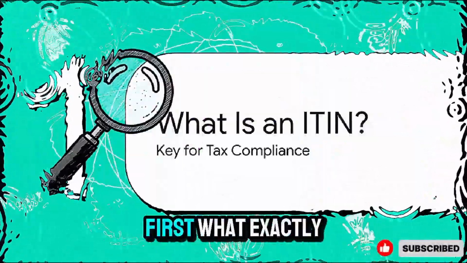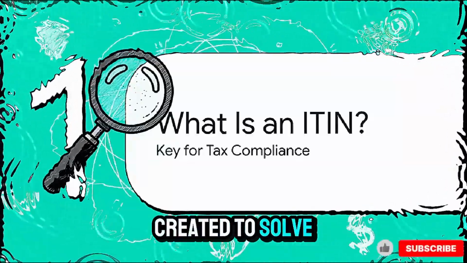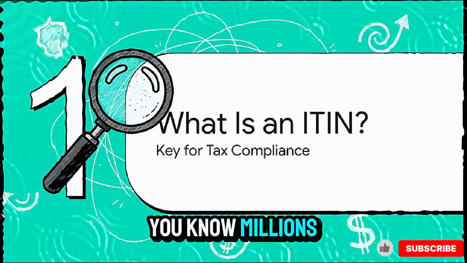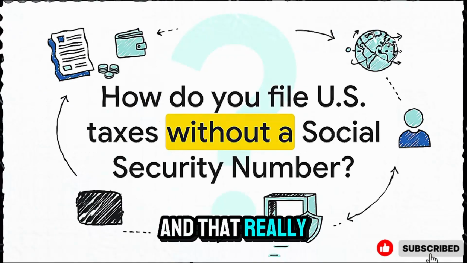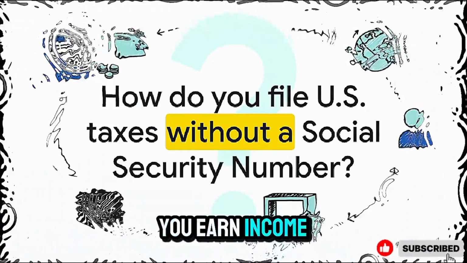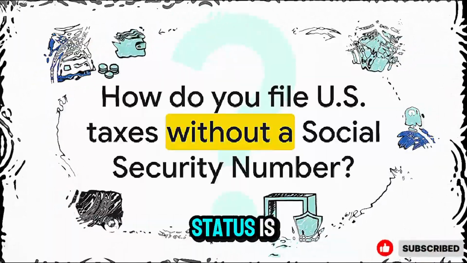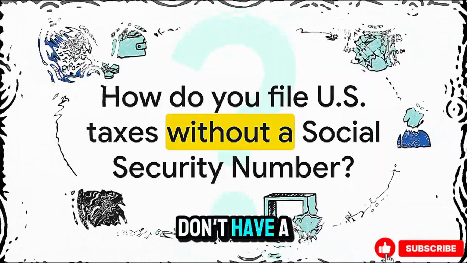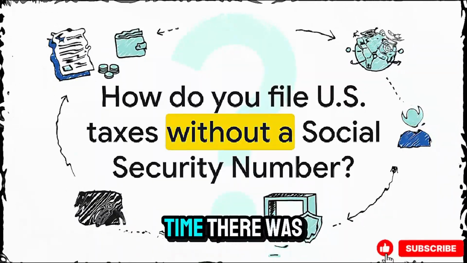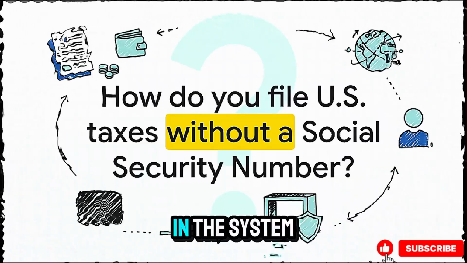So, first things first, what exactly is an ITIN? Well, it was basically created to solve a pretty fundamental problem for both the government and millions of people. And that really is the big question, right? US tax law says that if you earn income here, you've got to pay federal taxes. It doesn't matter what your immigration status is. But if you don't have a social security number, how are you supposed to do that? For a long time, there was just no official way, and that created this major gap in the system.